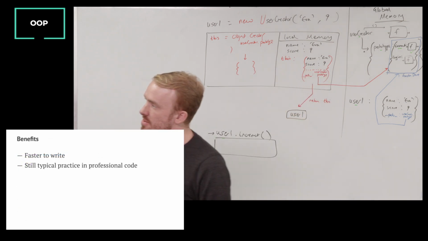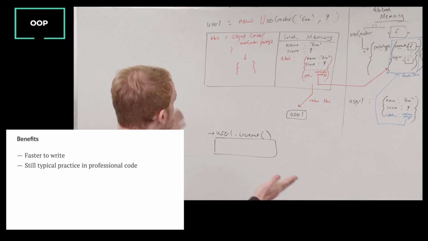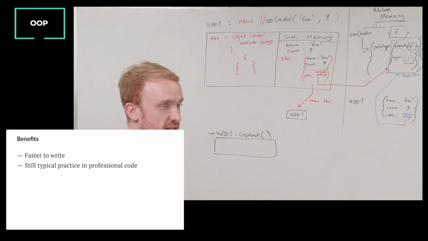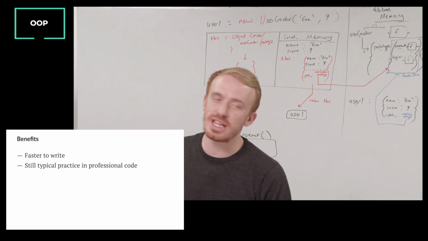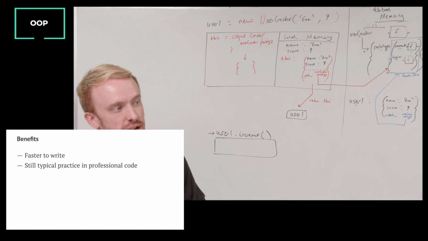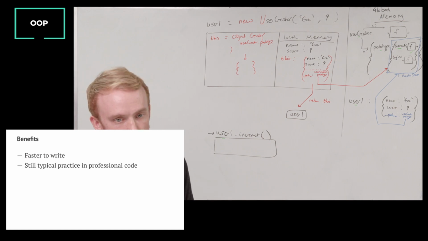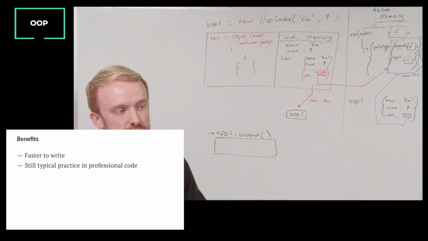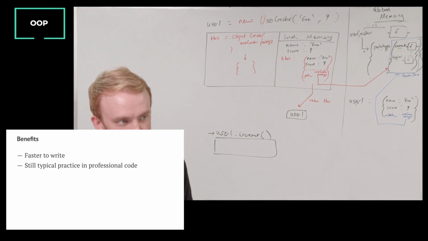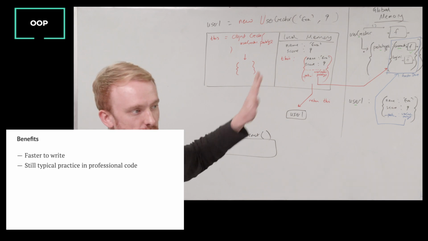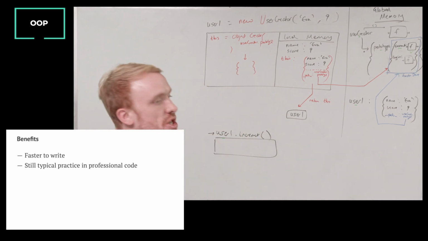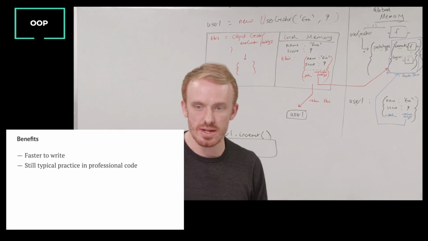What do we think of this model? Benefits: faster to write. I had to write less stuff. Look how much JavaScript came in and helped me. It's still typical practice in professional code. This is still increasingly not the standard. We're going to see solution 4 is increasingly the best practice, but you'll still see plenty of code written in this style. You will never see solution 2 written.